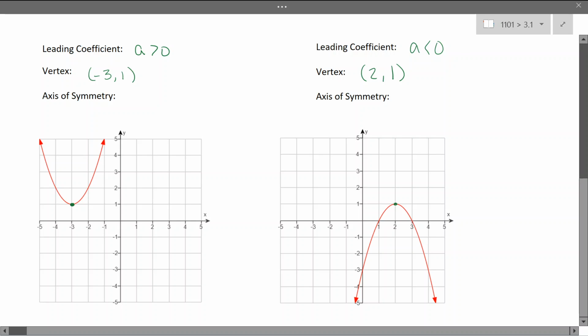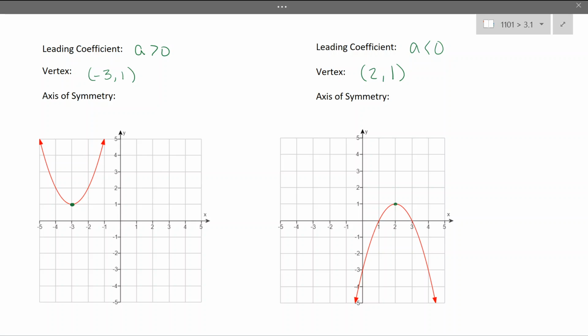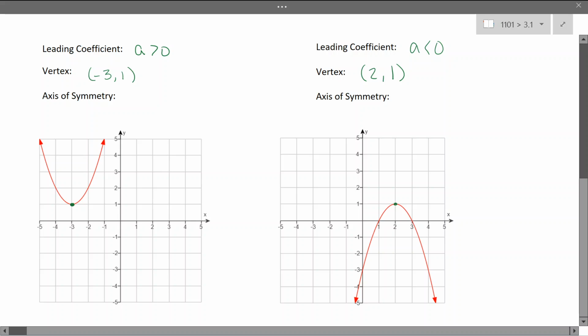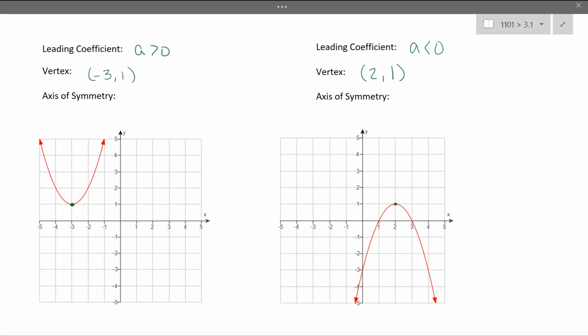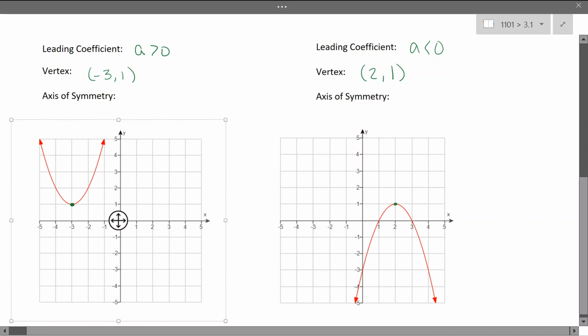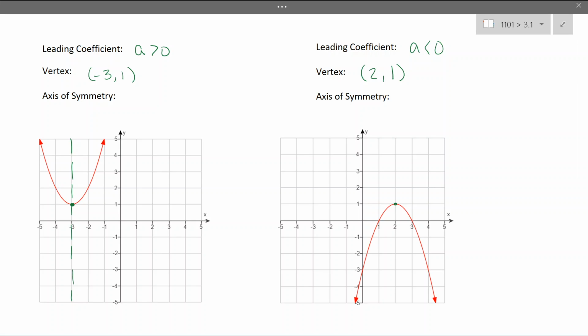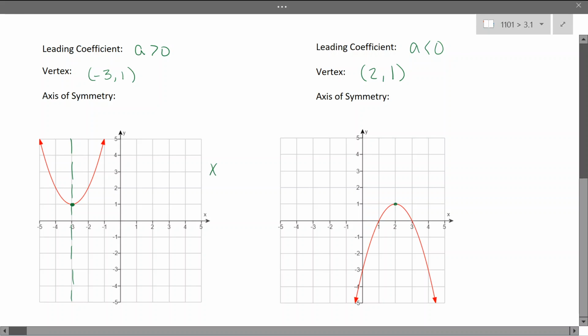Next, let's look a little bit at axis of symmetry. The axis of symmetry is a vertical line that divides our parabola in half. It's always going to be the vertical line passing through the vertex. So, if we look at our first example, that is going to be this vertical line. So, what do we know about this vertical line? Well, we know that vertical lines are always written as x equals a number.